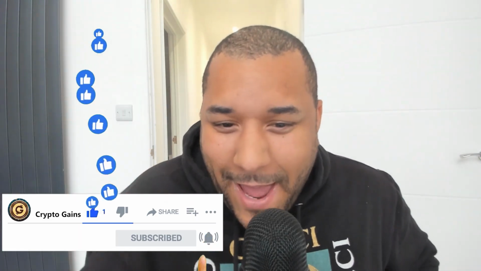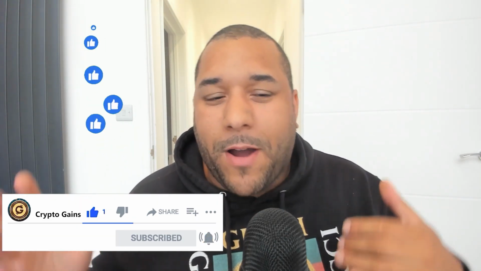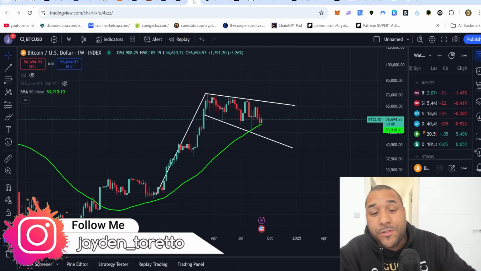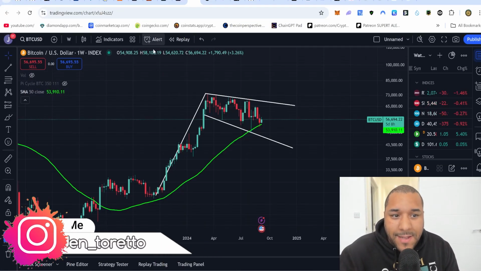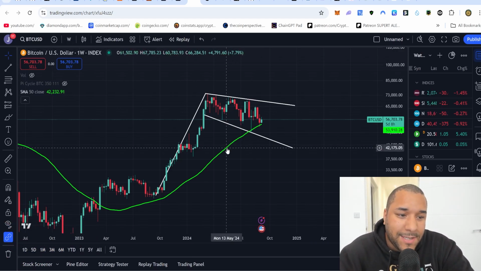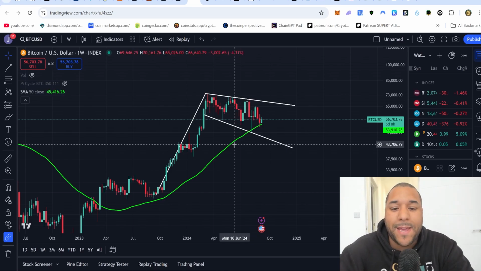It also counts for altcoins as well, because what happens to Bitcoin tends to follow the altcoins. If Bitcoin falls, altcoins fall. I want to show you, and this is not financial advice, this chart right here. This is the weekly time frame. I've got up the weekly indicator, which is a moving average, SMA, simple moving average.